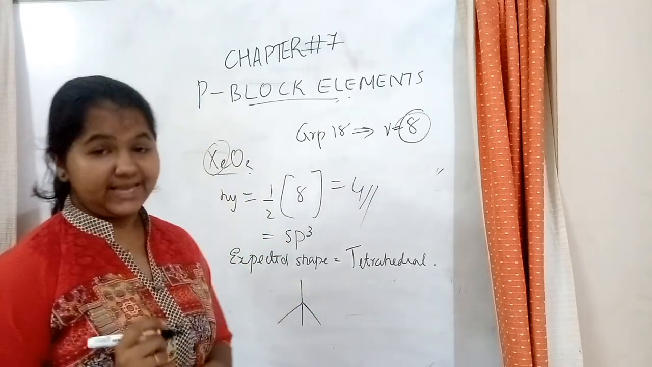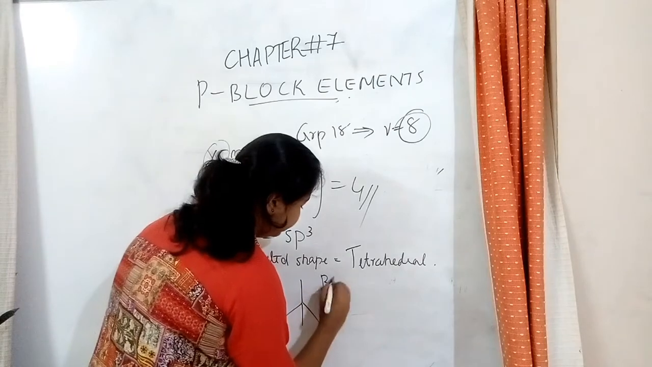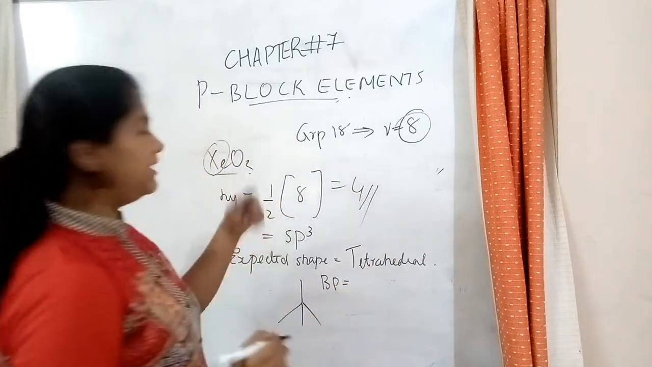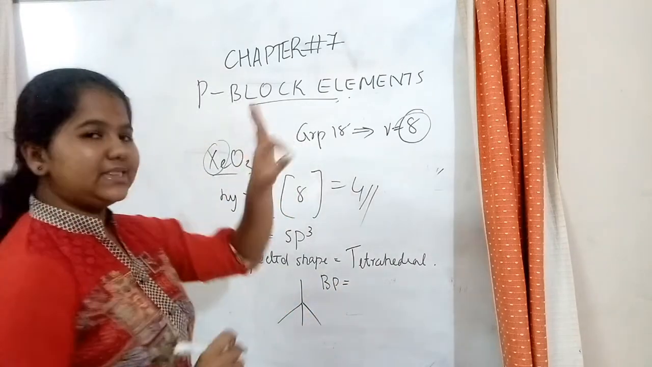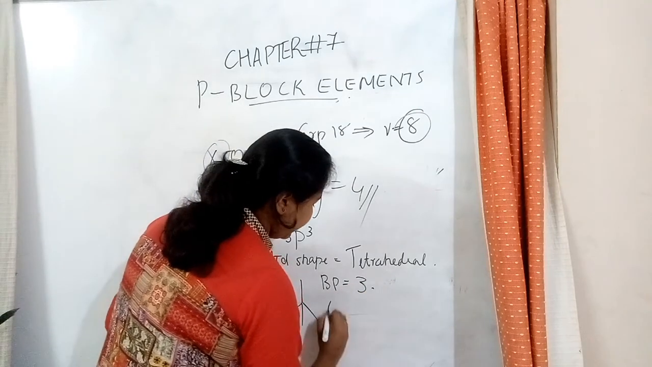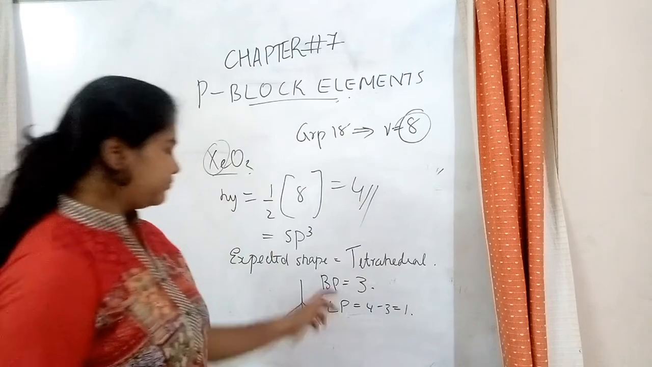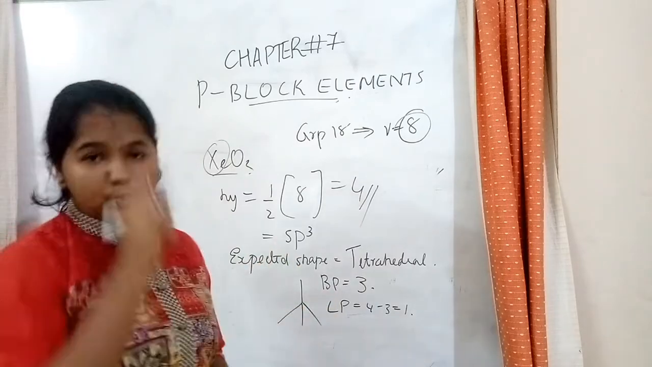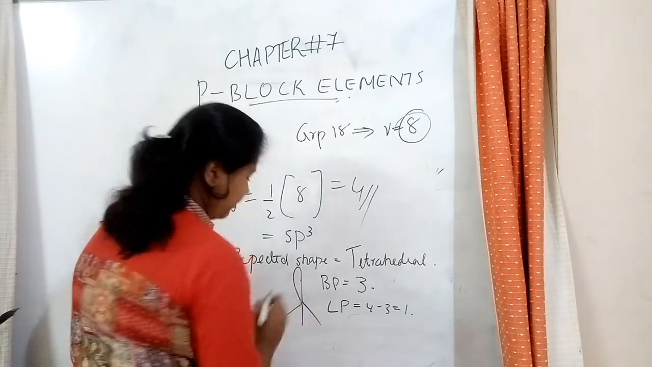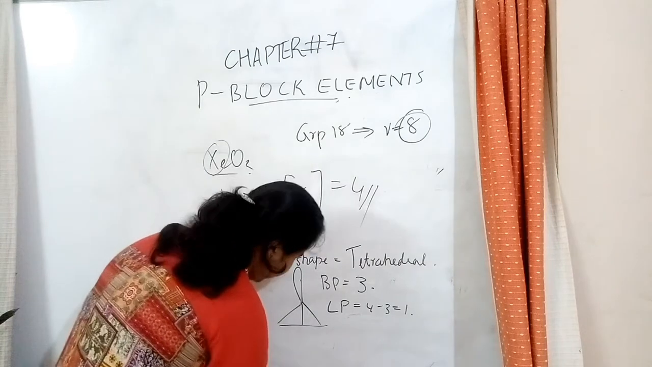And now let's see the bond pairs. How many bond pairs can you see? You can see 3 bond pairs. And lone pair is equal to 4 minus 3, that is equal to 1. So, where would you keep that one? That one lone pair would come over here, and this structure would be what?